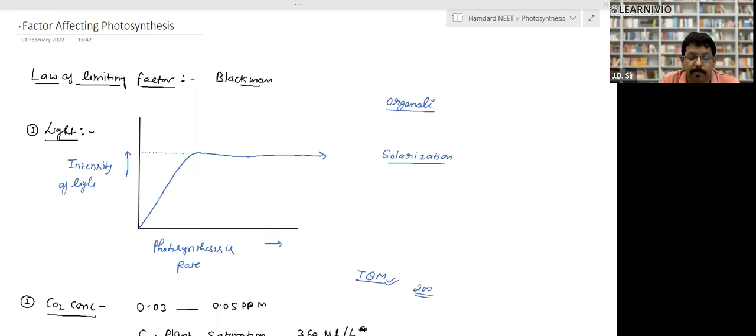So that's how, with the help of paper chromatography, we can prove that chlorophyll is not only chlorophyll B, it's a combination of carotene, pheophytin, xanthophyll, chlorophyll A, chlorophyll B, and some other pigments. Got it?